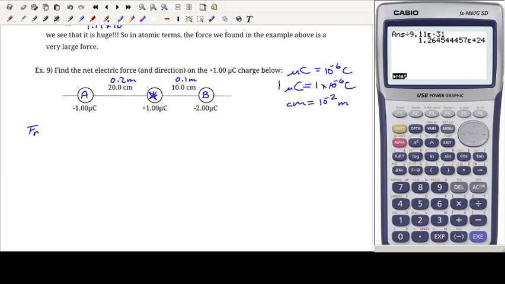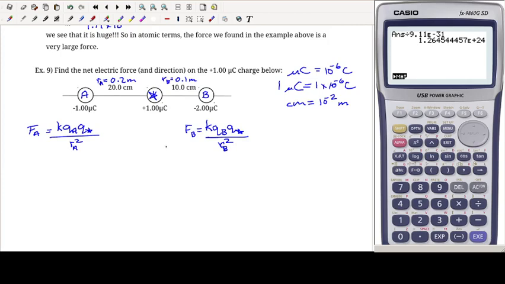So I'm going to call this FA, K, QA, Q star over R squared, where R is the distance between A and star. So maybe I'll call this RA. And I'm also going to need to calculate FB, which is going to be K, QB, Q star, over the distance between B and star. I'm just going to call that RB squared. So this is RA, and this is RB.